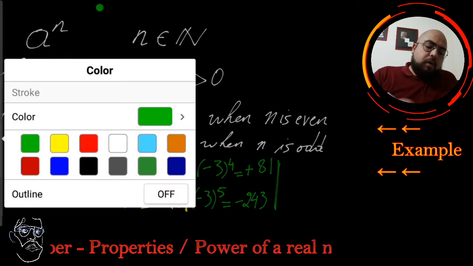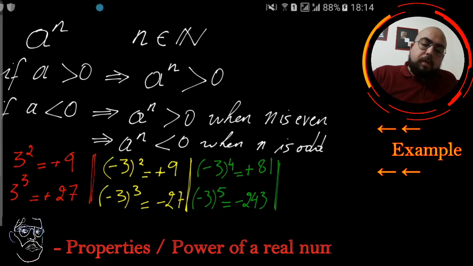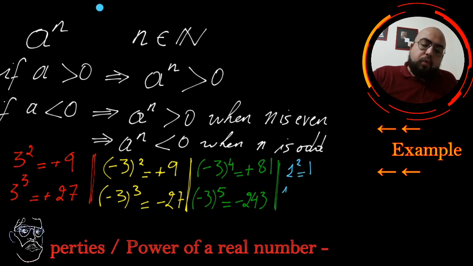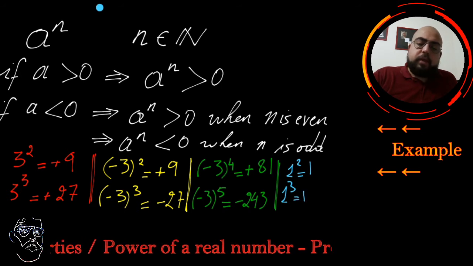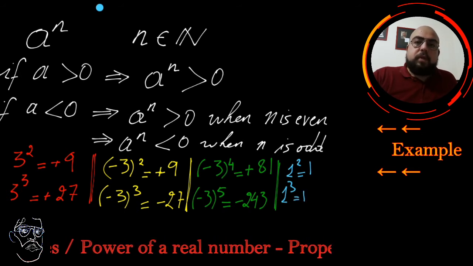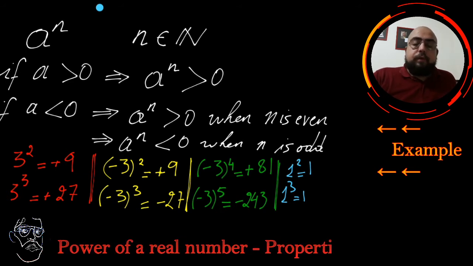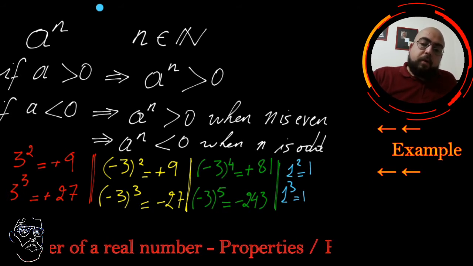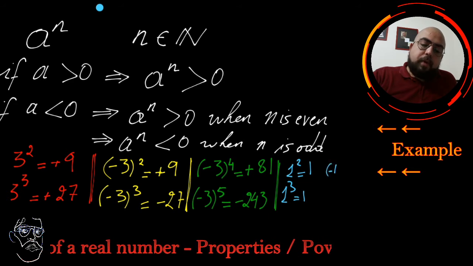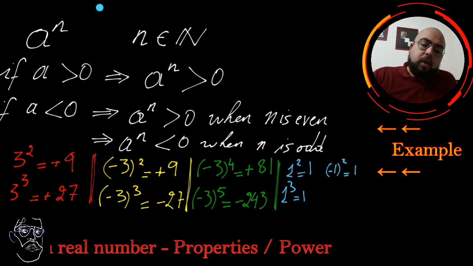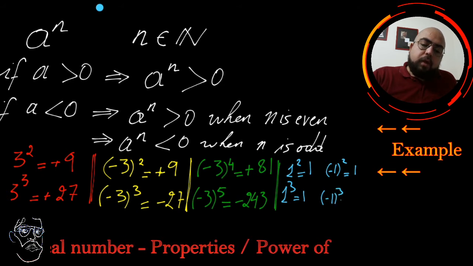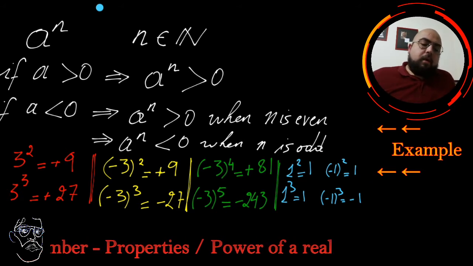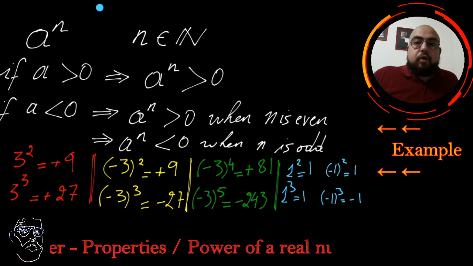A couple of other examples. And what about 1 to the power of 2? It remains 1. What about 1 to the power of 3? It remains 1. So it doesn't matter. If the base is positive, whether the exponent is odd or even, the whole part a to the power of n will remain positive. Now, in case we had minus 1 to the power of 2, it will be 1, and minus 1 to the power of 3, it will be minus 1. Alright? So, this is how you study the sign of your power.